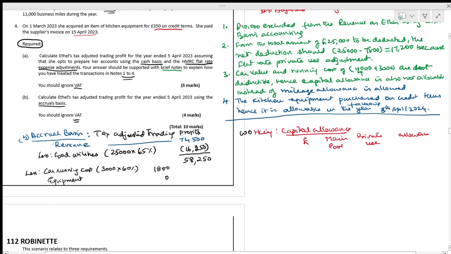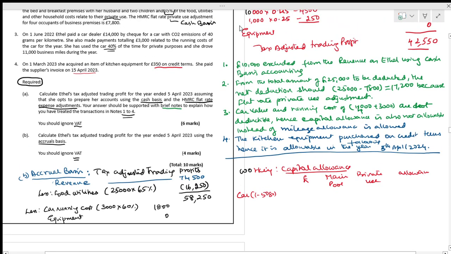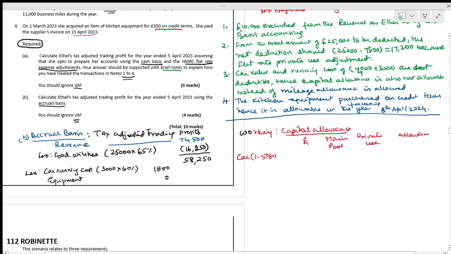How much they have purchased the car? 1 to 50 grams. What is the emission? It is 40 grams. 14,000. Okay. Next, how much is the equipment? Equipment additions. Equipment is how much? 350. You will get annual investment allowance. Annual investment allowance is 350.